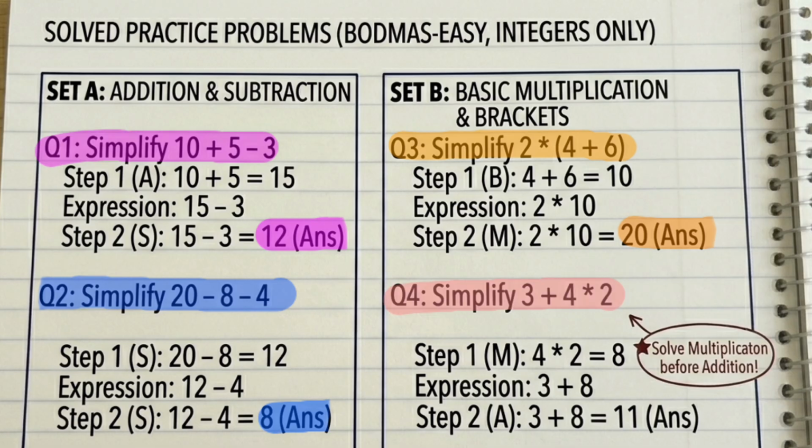Let's see expression number 4. It is 3 plus 4 multiplied by 2. According to BODMAS, we have to multiply first. Before addition, we have to do multiplication. So we'll solve 4 multiplied by 2 first. So it will become 3 plus 8, since 4 multiplied by 2 is 8. Then we will solve 3 plus 8, which will be 11. So our correct answer will be 11 here.